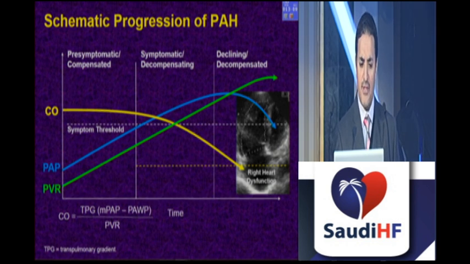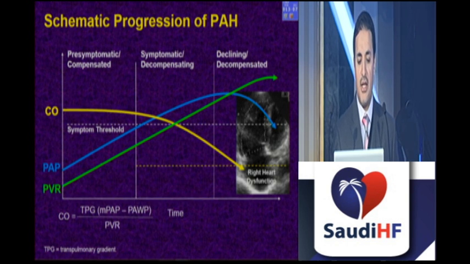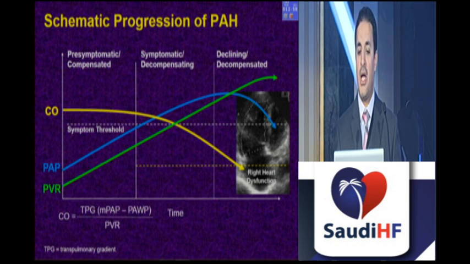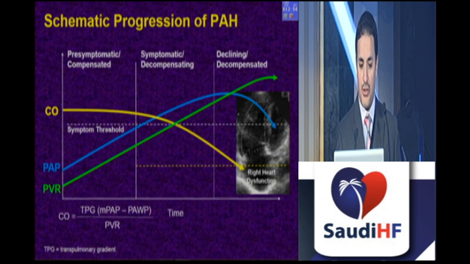You have to keep this equation in mind. Cardiac output is transpulmonary gradient divided by PVR. Transpulmonary gradient is the mean pulmonary artery pressure minus the pulmonary capillary wedge pressure.